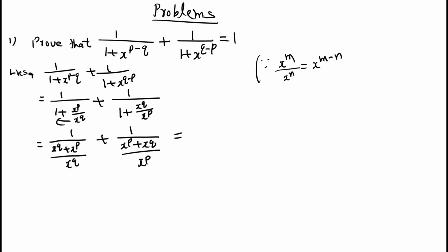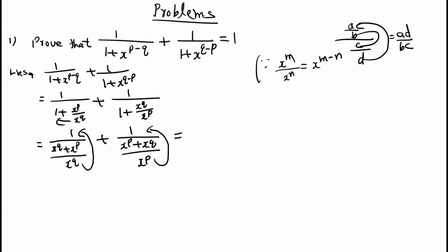It is equal to, here x to the power q is there, right? This will move to the numerator. This term also you can take to the numerator. Why? Because a by b whole term by c by d, then d moves to numerator, so you can write it as ad by bc. So take x to the power q to numerator, you will get x to the power q divided by x to the power q plus x to the power p, plus here x to the power p moves to numerator, x to the power p divided by x to the power p plus x to the power q.